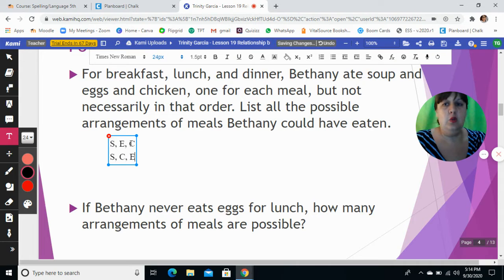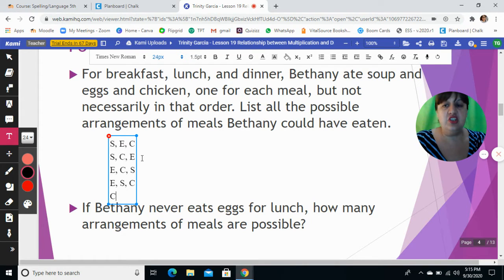All right, so one time she might have eaten soup for breakfast, eggs for lunch, and chicken for dinner, and then later she might have had soup for breakfast, chicken for lunch, and eggs for dinner. Then let's start with the E's. She had eggs, chicken, soup, or she had eggs, soup, and chicken.